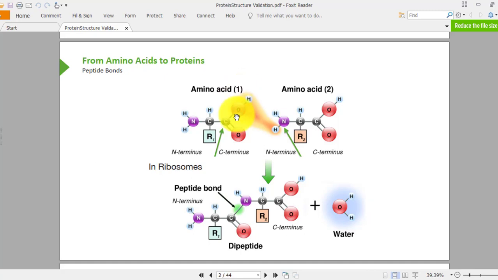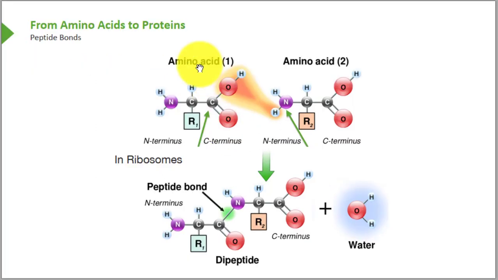So here you can see that this is our amino acid 1 and this is amino acid 2. This is the C terminal of the amino acid because we have a carboxyl group here, and this is the N terminal because we have an amino group here. These two amino acids will make a bond which is known as a peptide bond. Basically, this peptide bond is formed between the carboxyl group's C and the amino group's N. That is the bond between C and N.